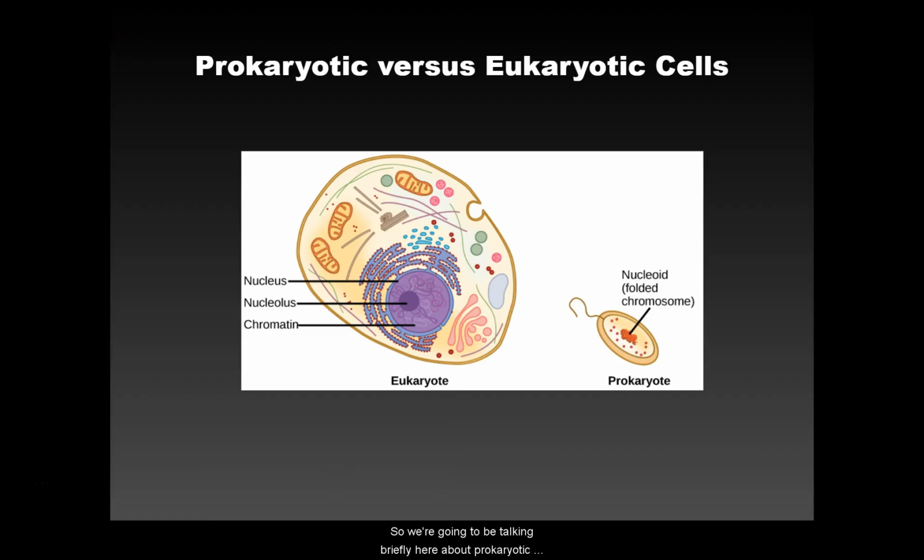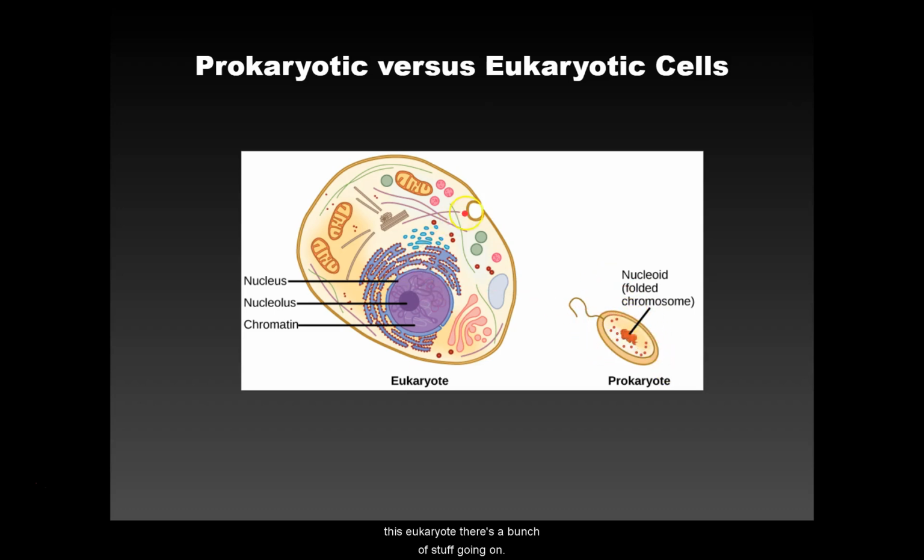So we're going to be talking briefly here about prokaryotic versus eukaryotic cells, okay? And here is a couple of pictures of a generic eukaryote, and here is a generic prokaryote. The first thing that you should notice is that this one does not have a nucleus. It has something called a nucleoid. I'm not actually probably going to test you on nucleoid, but there is no nucleus inside this prokaryote.